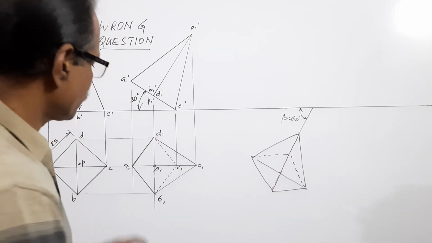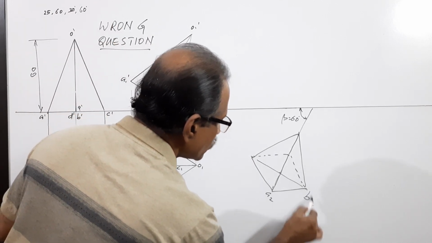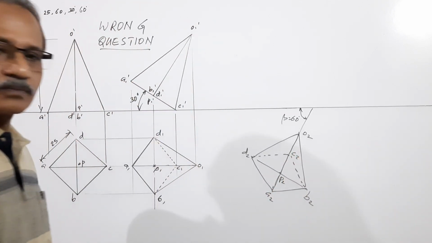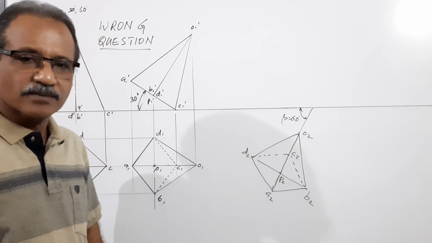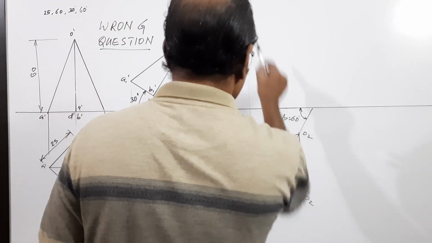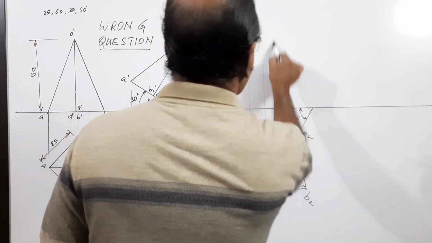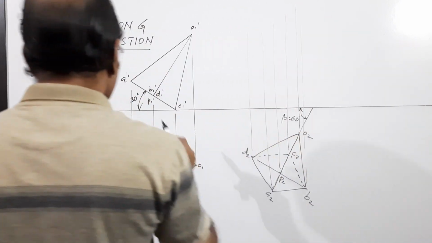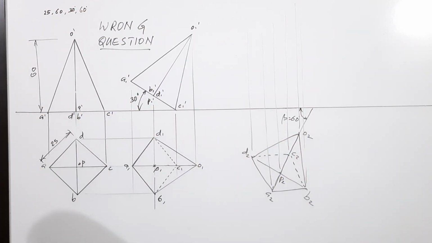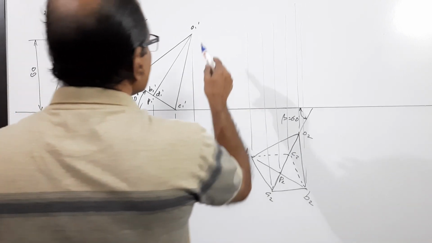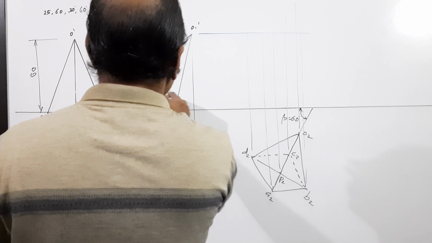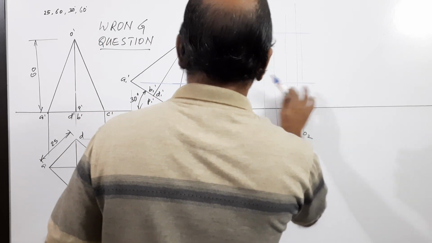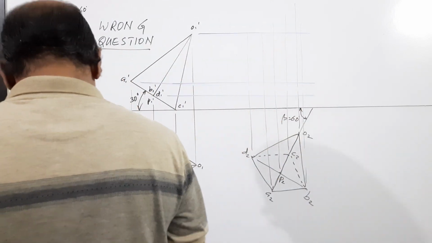I am drawing the same thing there. What is this? This is A2, B2, C2, D2, P2, O2. Agreed? Same thing redrawn there. Now draw vertical projectors up. Draw horizontal projectors. Locate the points.